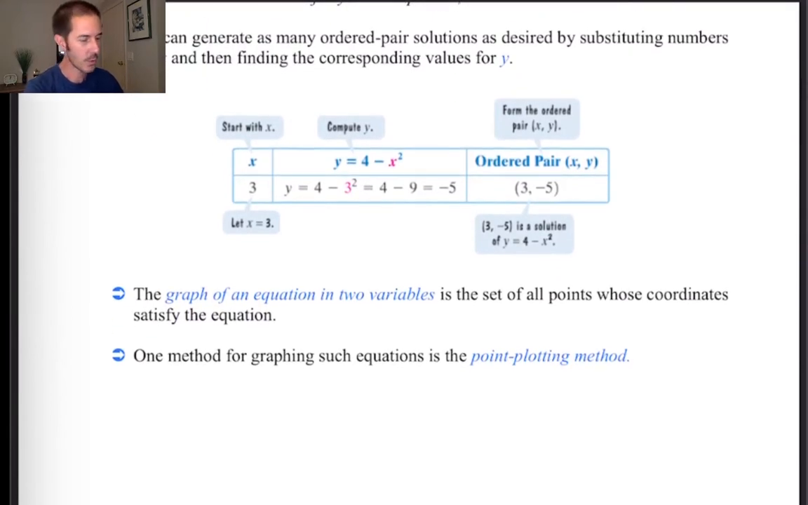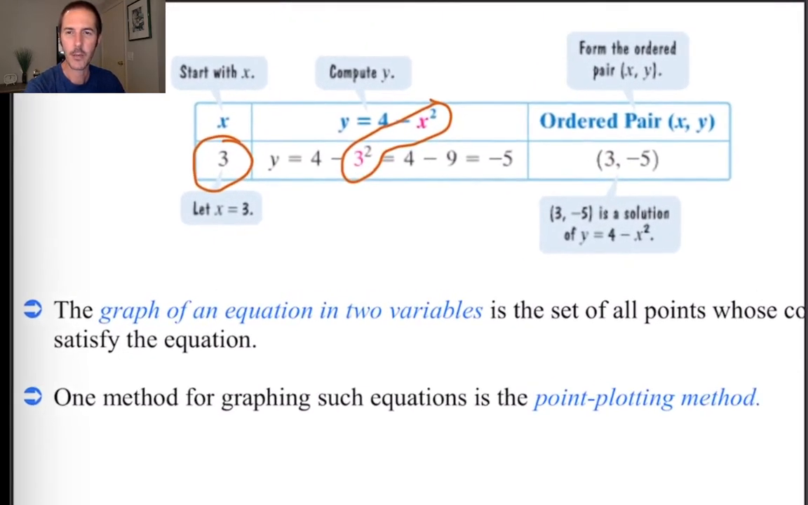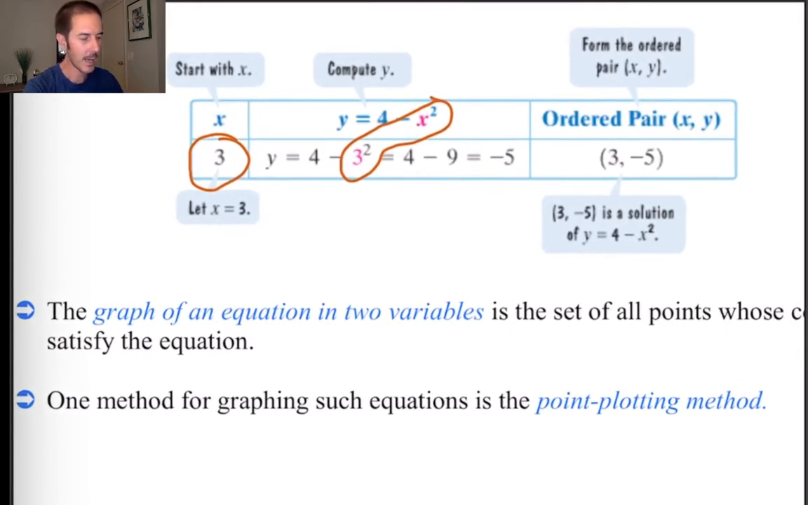If you're given an equation like this one, y = 4 - x squared, you can engineer the graph by taking some x values, plugging them into the equation, doing some arithmetic and generating the corresponding y value. For example, here we're using an x value of 3. 3 has been plugged in or substituted in place of x. So instead of x squared, we're taking the 3, squaring it, and we get 9. Now we can do 4 - 9 and get -5.